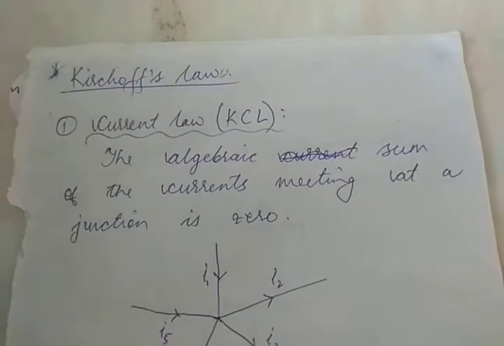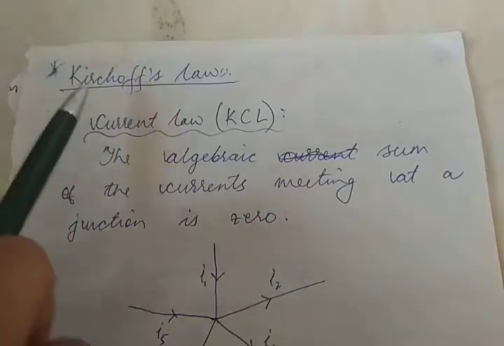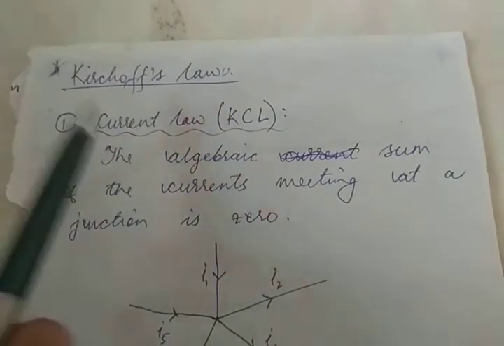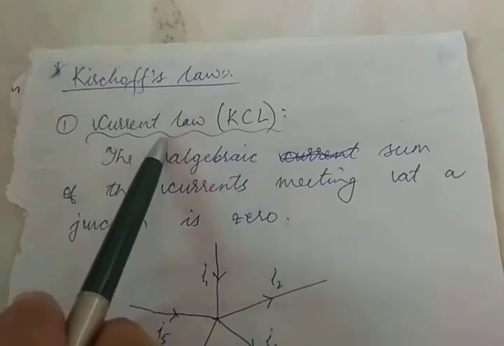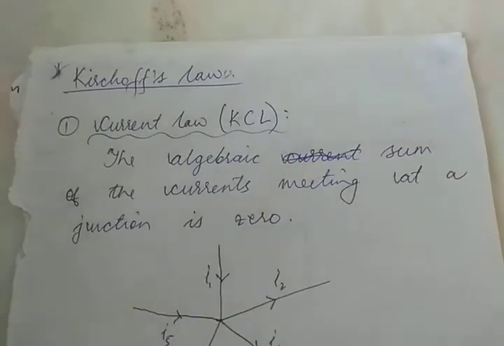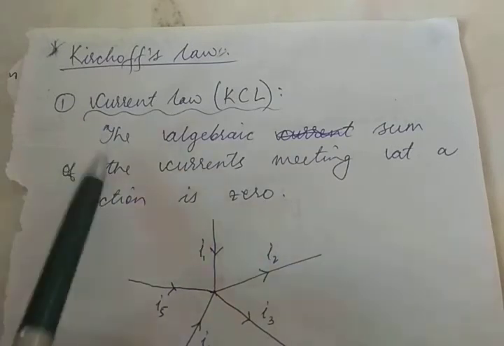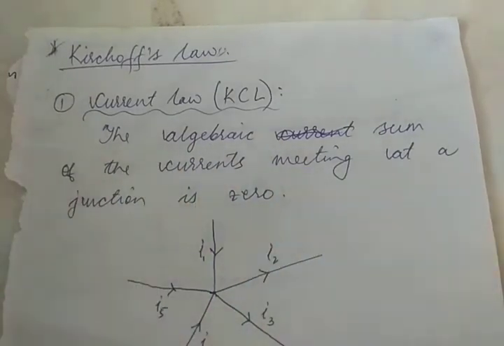Some people prefer to call him Kirchoff, but nothing to do with the pronunciation. So Kirchoff's laws. First of all, the first law is called the Kirchoff current law, or simply the current law, denoted by KCL. Let me read out the statement for you all. It says the algebraic sum of the currents meeting at a junction is 0.